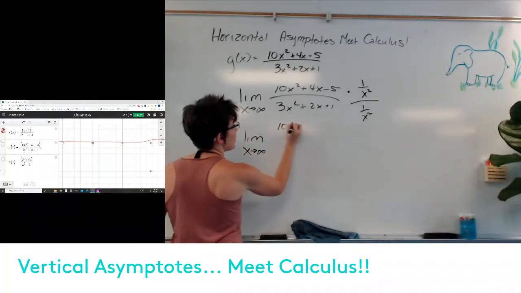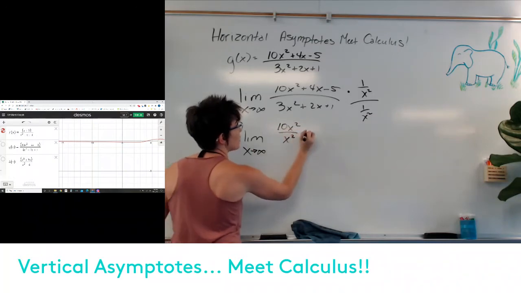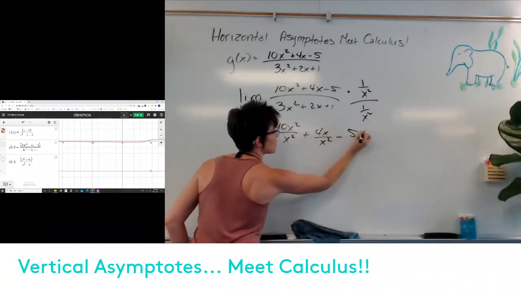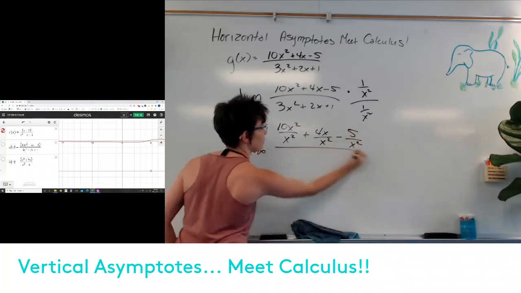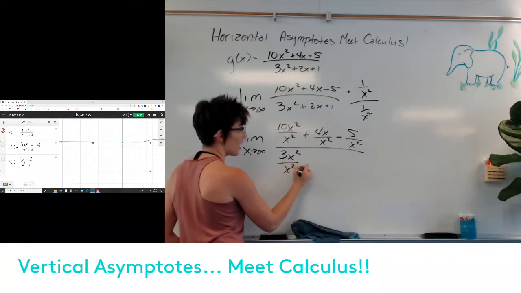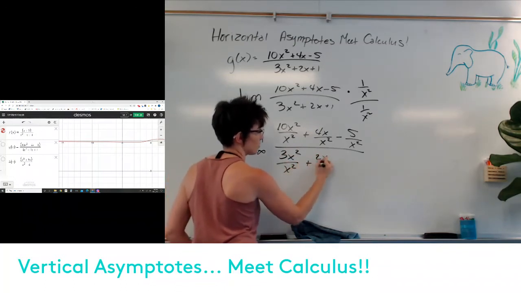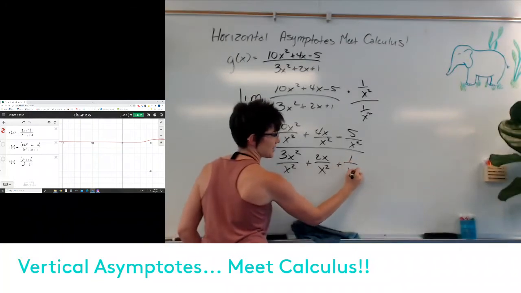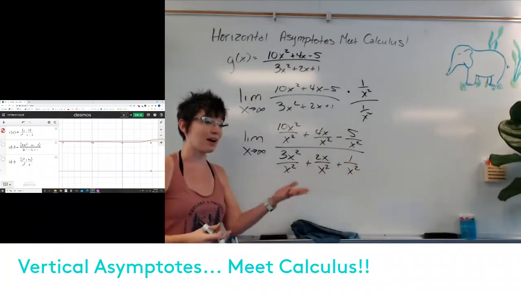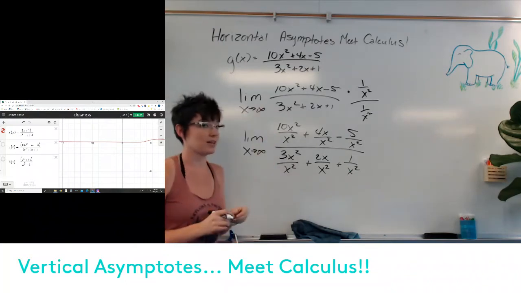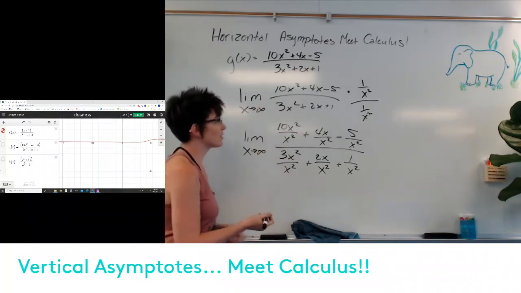So I have 10x squared over x squared plus 4x over x squared minus 5 over x squared. And if you're already simplifying this in your head, that's great. If this is making sense, you might already be convinced that yeah, it's going to be 10 over 3. That's the horizontal asymptote. All right, now let's go ahead and simplify.